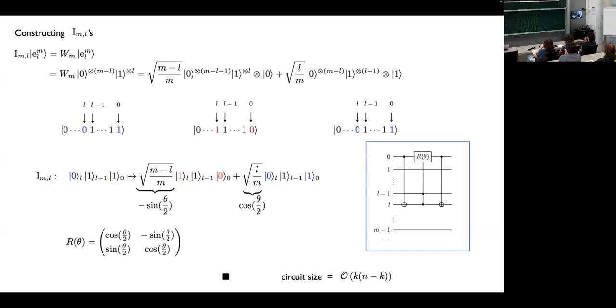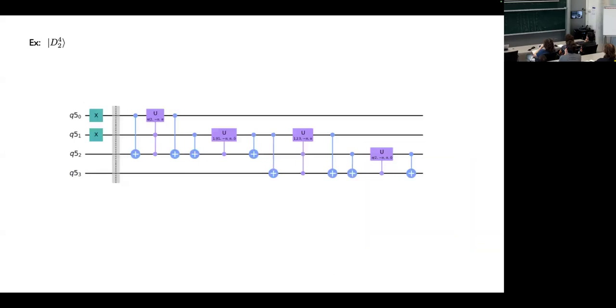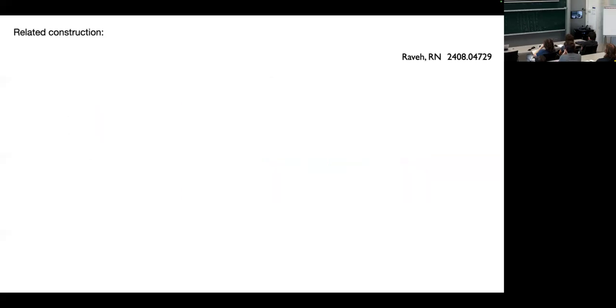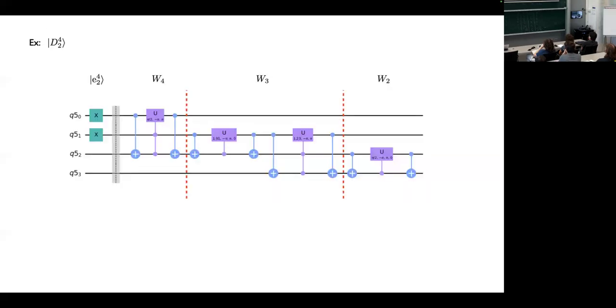If you look at the circuit size, it turns out to be of order k times n minus k. So it's linear in the number of qubits. You can easily code this in Qiskit. For example, this D42 is a full circuit. This here is my reference state. I have two 1s, which I get by acting with knots. These all start off in state 0. Then I apply my W's, W4, W3, W2, and each of them is made up of these I gates. And that's it. So, questions about any of that?